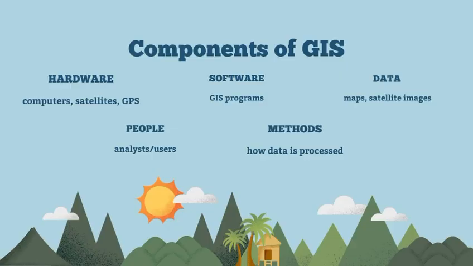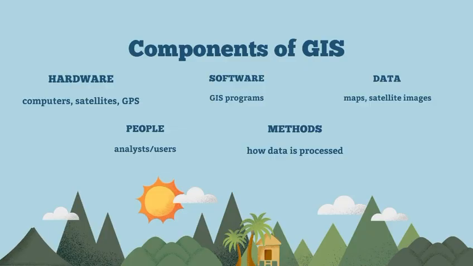There are 5 main components of GIS that you need to know for exams. First, the hardware, which includes computers, satellites, and GPS devices that collect and store data. Second, the software, which refers to the programs that process and analyze the data, like GIS applications. Third, the data itself, which can be maps, satellite images, or other geographic information. Fourth, the people, which include analysts, planners, and decision makers who use GIS to solve problems. And finally, the methods, which are the processes used to organize, analyze, and display the data.